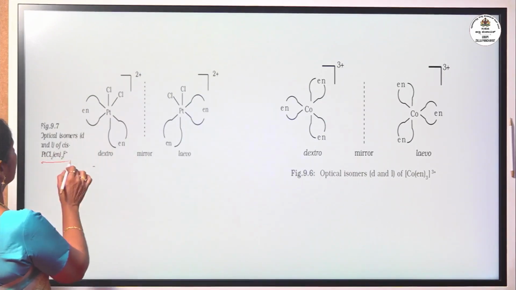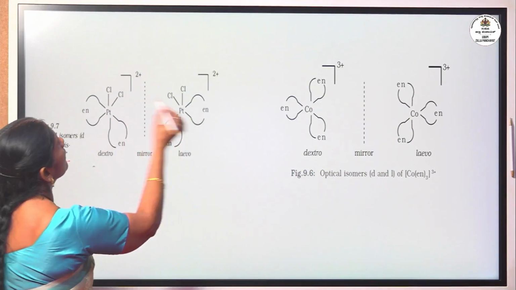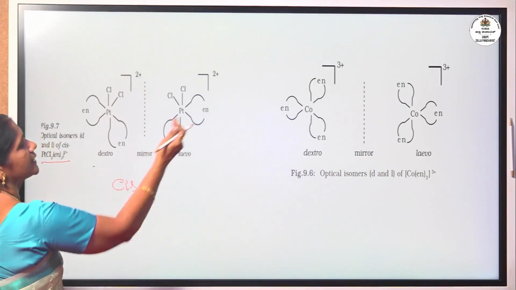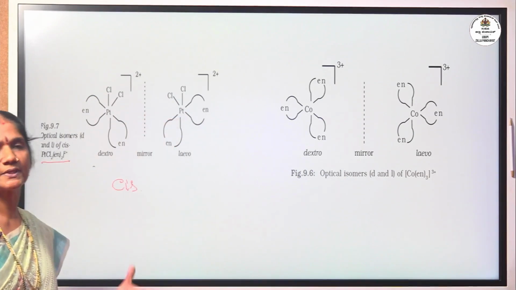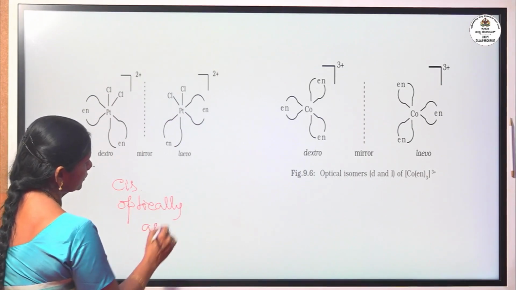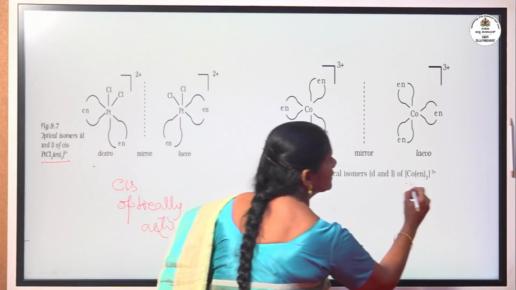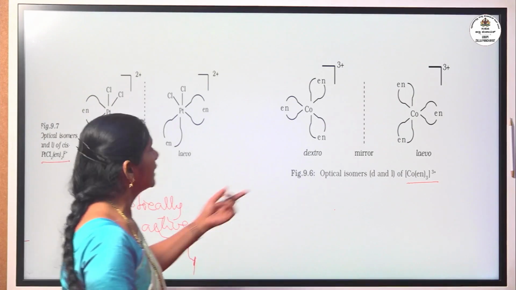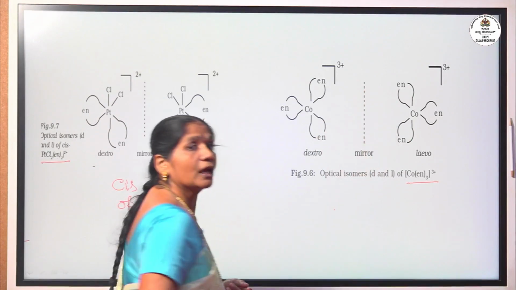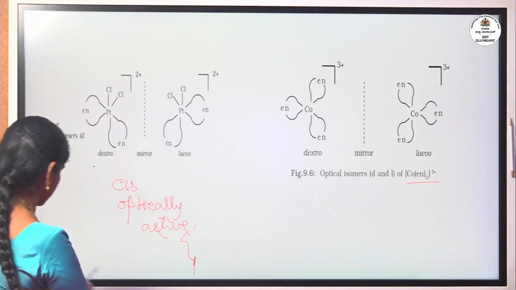An example is the dichloridobis(ethane-1,2-diamine)platinum complex. This is the cis form, both are cis forms, and this is the mirror image, and these two are non-superimposable mirror images and they are optically active isomers. So they are optical isomers. Even in this case, [Co(en)3], all the 3 are ethane-1,2-diamine. Here also the mirror images are non-superimposable, and that is why they are called optical isomers.